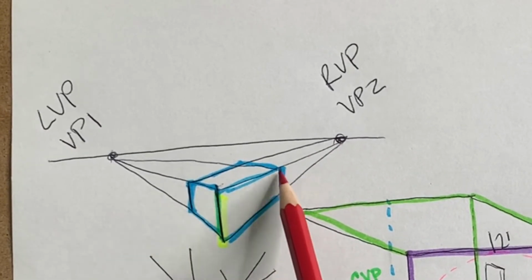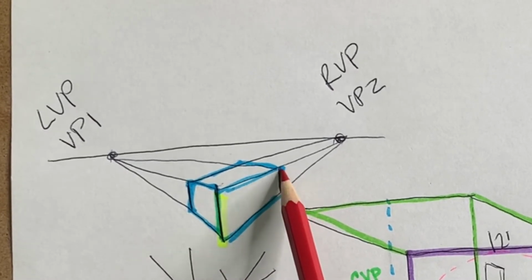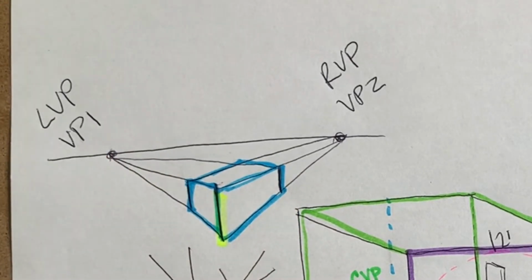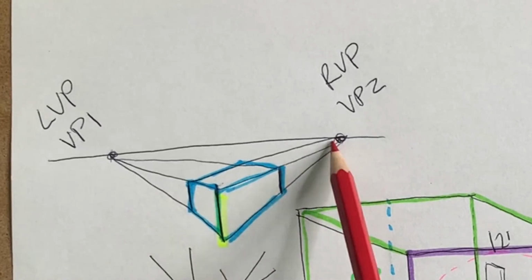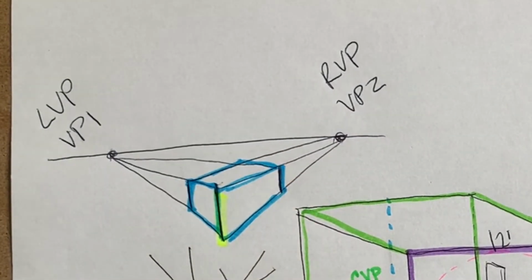Once you've established your 2 verticals to align with your first initial vertical, the top of the line on your right side is going to cross over to VP1. And the top of the line on your left side is going to cross over to VP2, thus creating your 2-point perspective cube in the center that you see in blue.